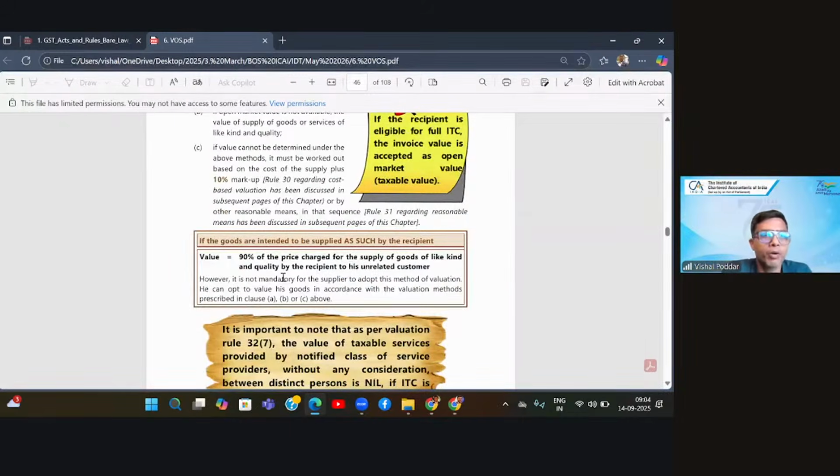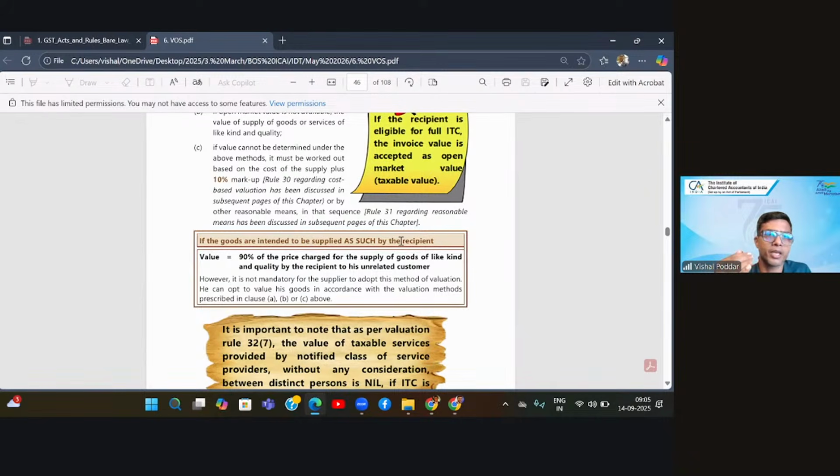Similarly, another carve out you can say is the value can be 90% of the price charged for the supply of goods of like kind and quality by the recipient to unrelated customers. Firstly, this has to be applied if the goods are intended to be supplied as such by the recipient. So this second carve out is applicable where I'm selling goods to my recipient, a related person or distinct person, who is going to act as a trader. So whatever goods I am supplying to my recipient would be sold further as they are.